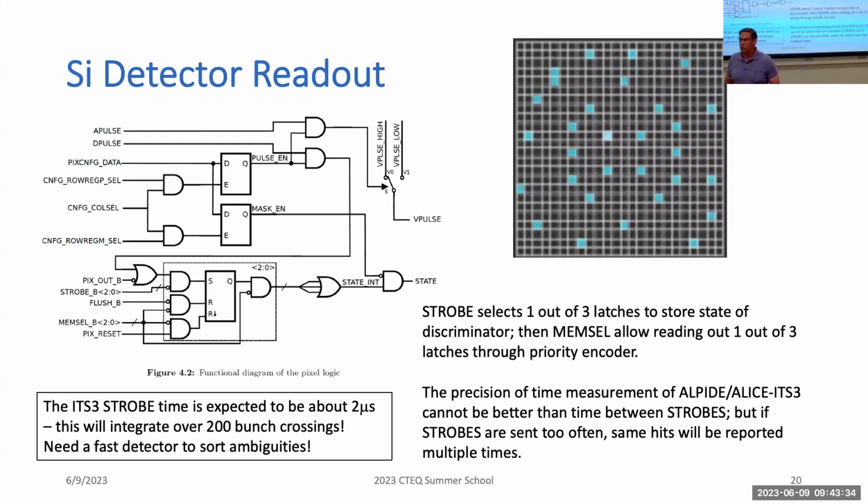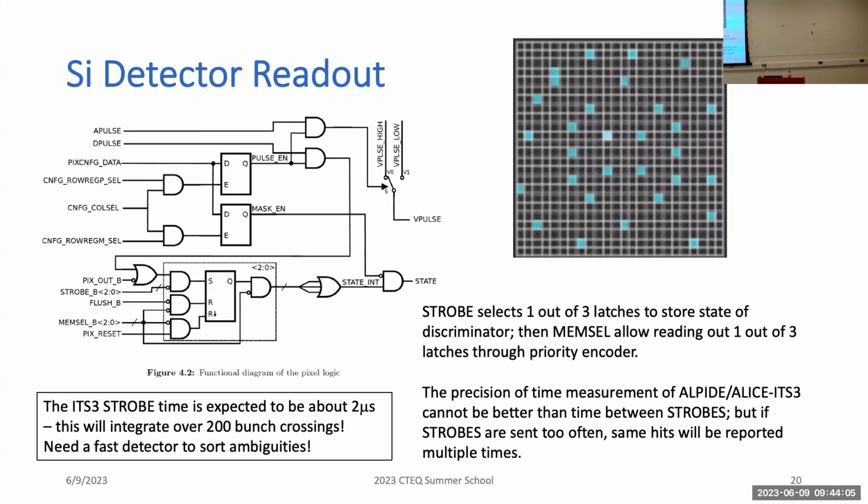The problem is you read them out by strobing the detector when you latch the results of the discriminator, and then you transfer that to a buffer to be read out. That latching time is 2 microseconds. The beam crossing time at the EIC is 10 nanoseconds. So you see the problem. Every time I read out my silicon detector, I collect the results from 200 beam crosses.